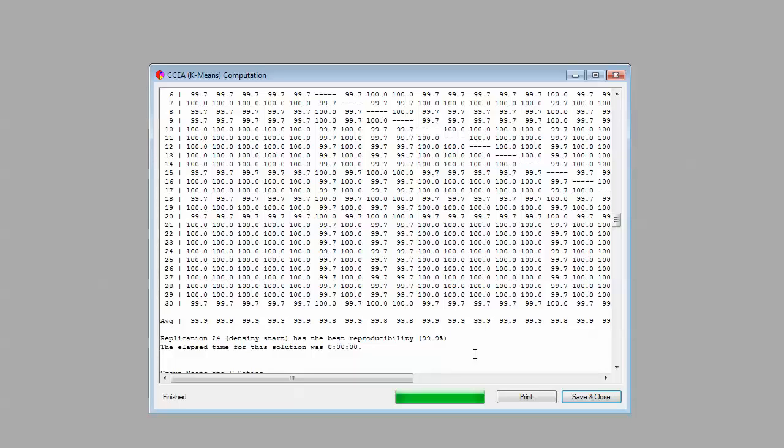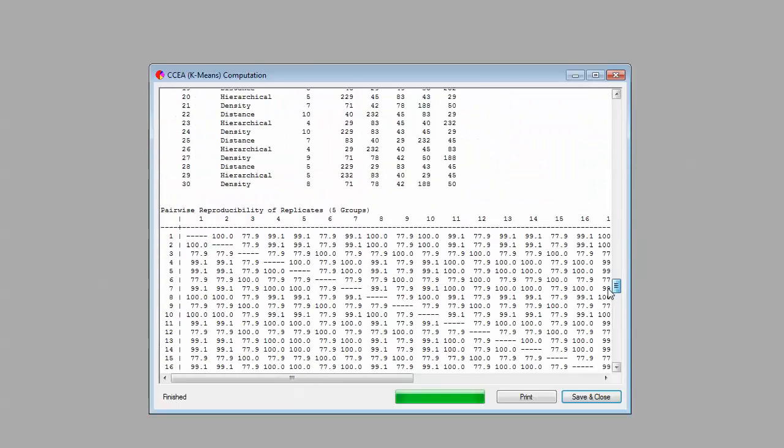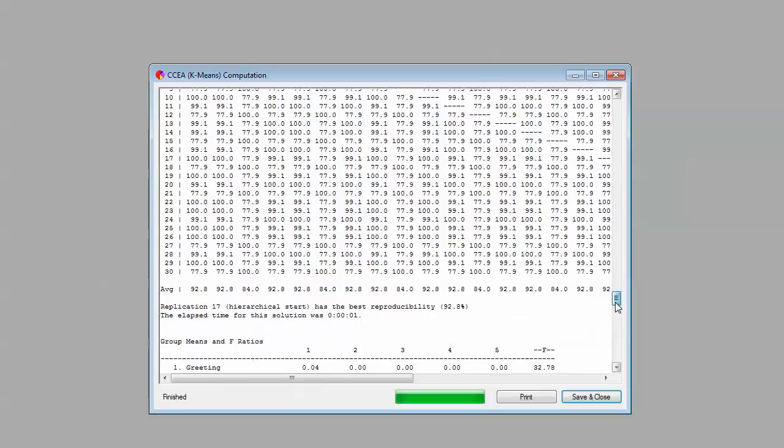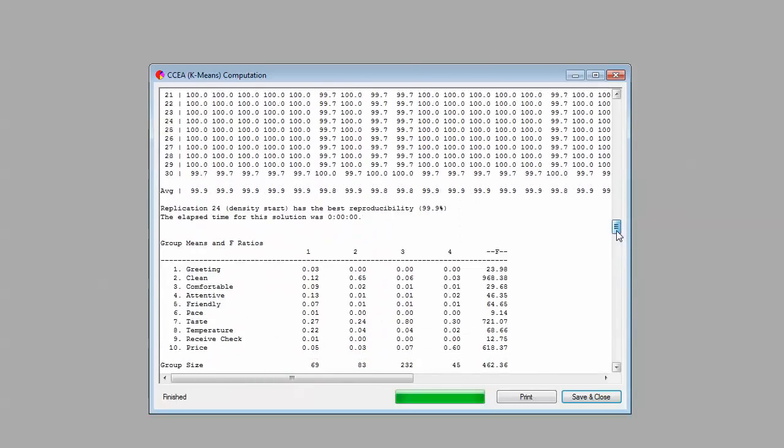This is, I'll be honest, not the kind of reproducibility we see every day. Oftentimes, depending on the kind of data we're working with, we end up with lower levels of reproducibility, in the 70s and 80s sometimes, and sometimes even less than that, depending on how noisy the data is. So this is a particularly clean solution, the 4-segment solution. Let's go down and take a look at what 5 might look like. With 5, the reproducibility falls to 92%. So let's go back up and look at the 4-segment solution now, just for fun, to see if it makes any sense.